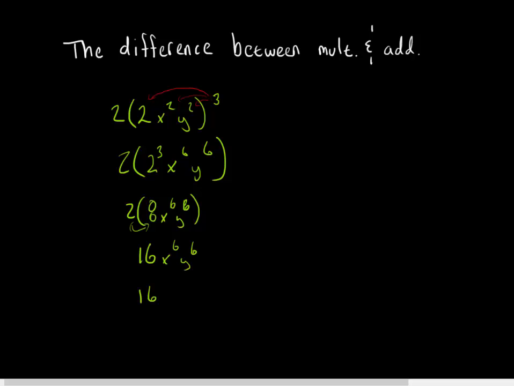I think it's helpful to think of the x and y's as the name of the term. What type of term is this? It's an x to the 6th, y to the 6th term. Or the name of the monomial. What type of monomial is this? It's the type with x to the 6th times y to the 6th. And how many of those terms do we have? 16, the coefficient. I hope this has been helpful.